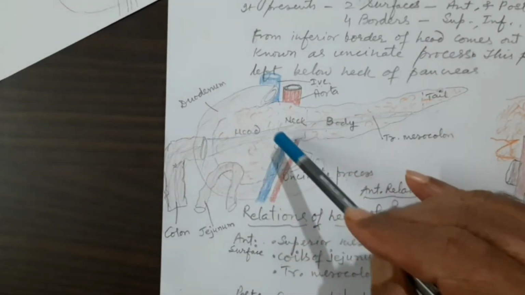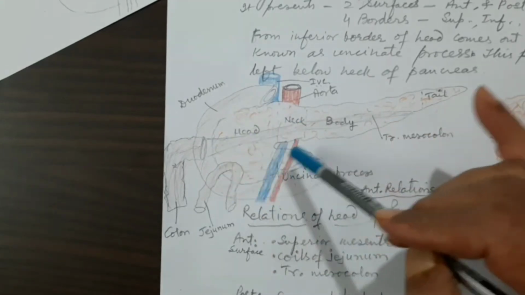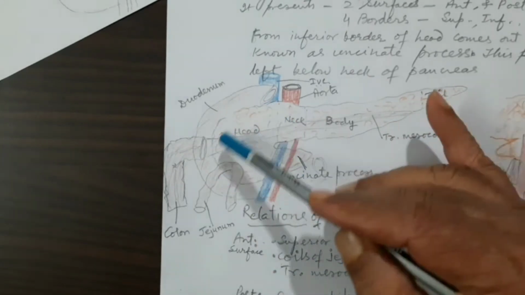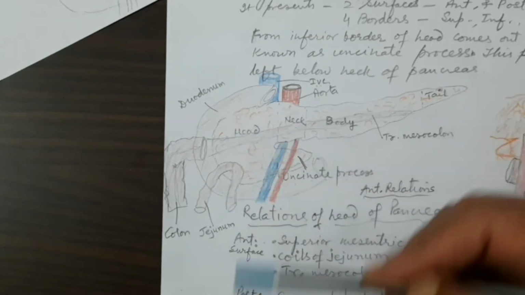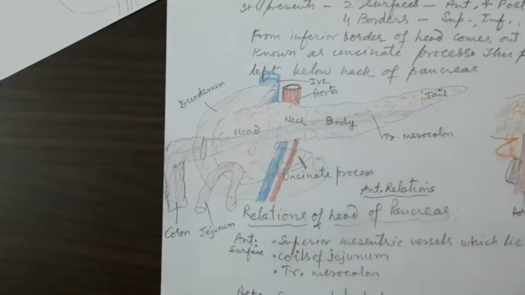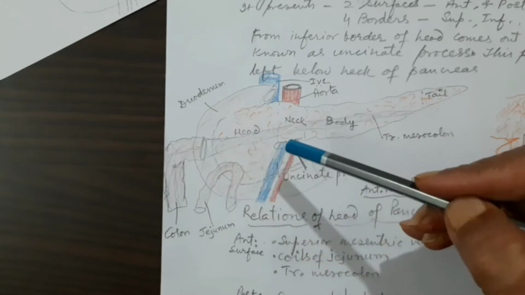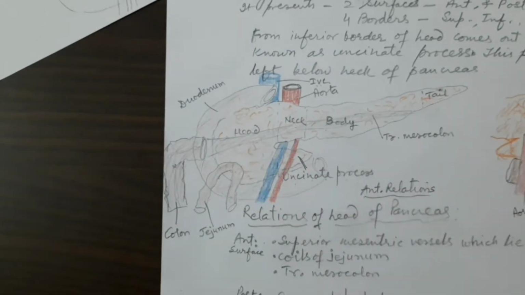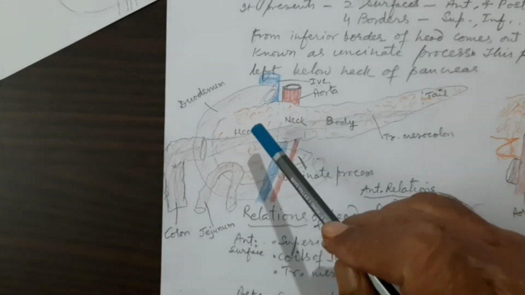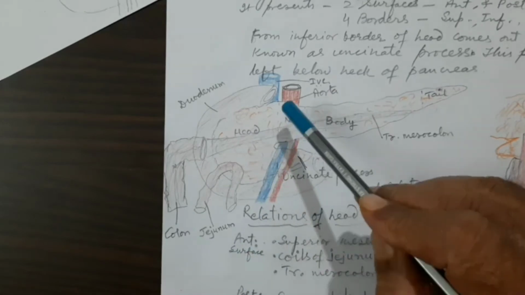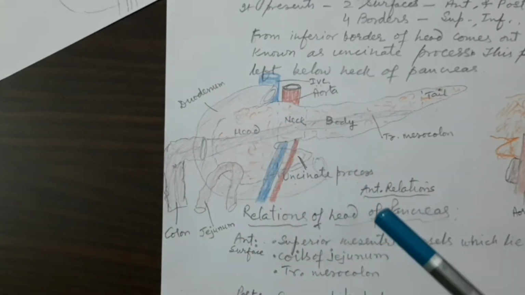So I told you that the head is present within the C-shaped concavity of the duodenum. It has two surfaces, anterior and posterior. It has four borders: superior, inferior, lateral or right, and left border. And then it has a process called the uncinate process. So this is the description of the head. Let us come to the anatomical relations of the head of the pancreas.